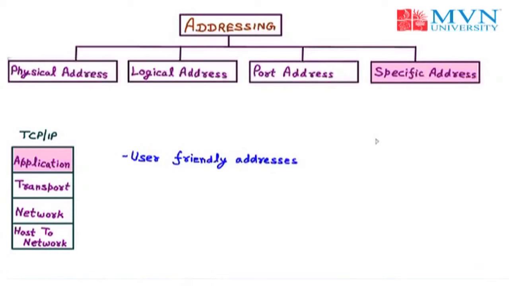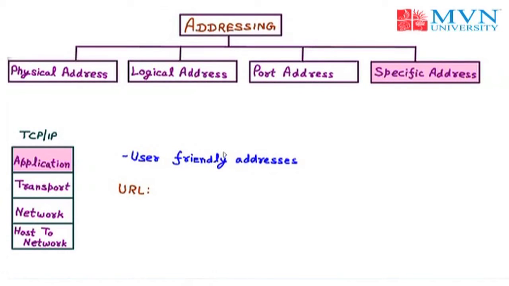As we know, the physical address, logical address and port address are for system use. The physical address is imprinted on the LAN card, the logical address is the IP address and the port address is the port number. Now we have the specific address that is understood by the user, for example any website. For example, we have a URL. URL means Uniform Resource Locator. That means when we open a website, that is the URL.